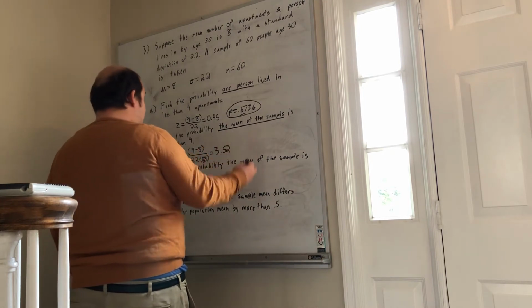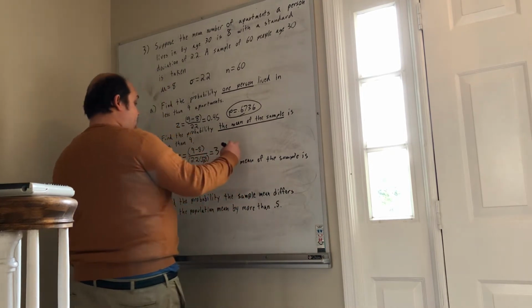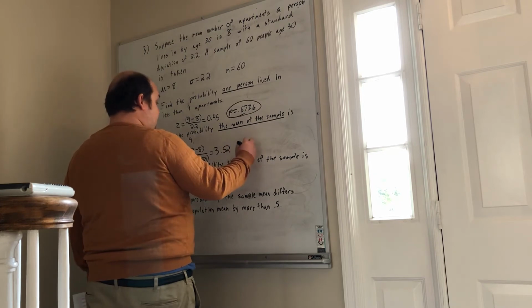So find the probability that the mean of the sample is less than 9. The probability equals 0.9999.